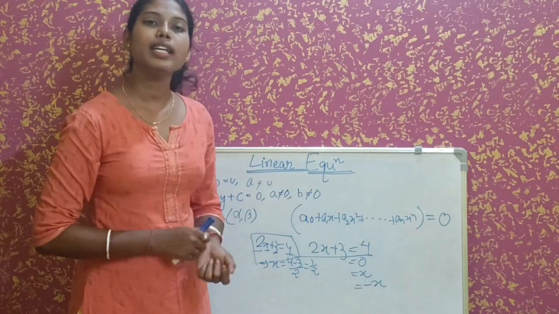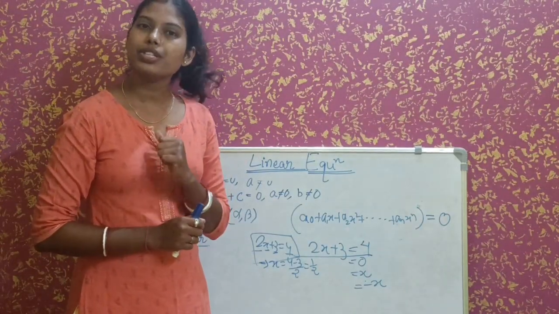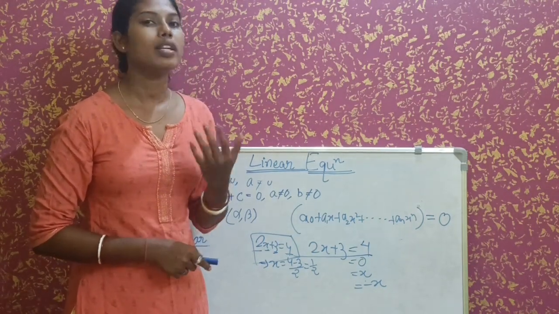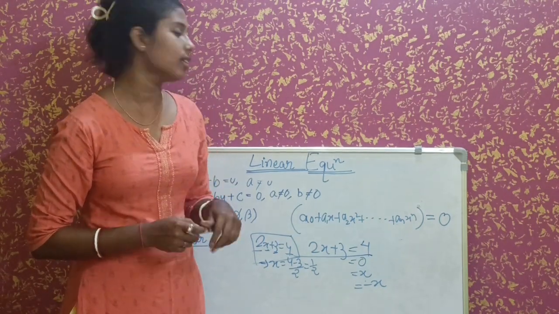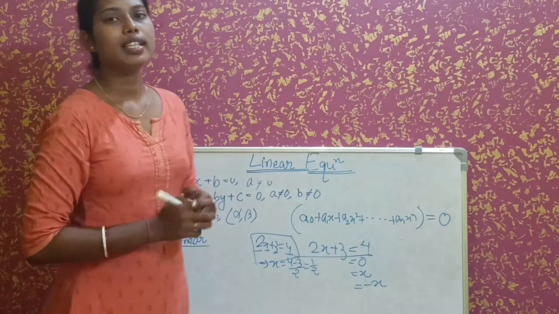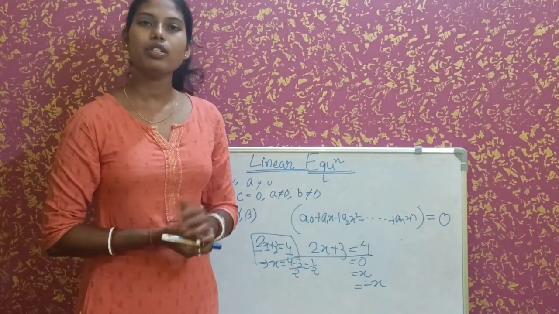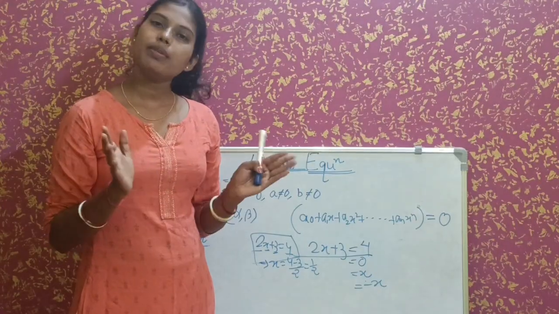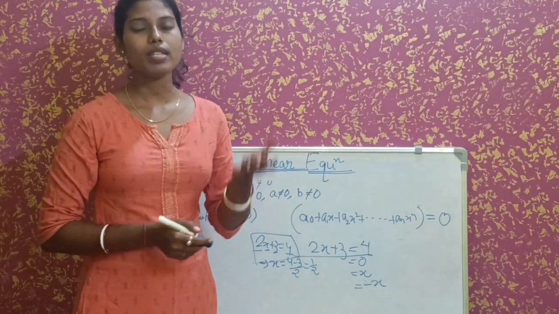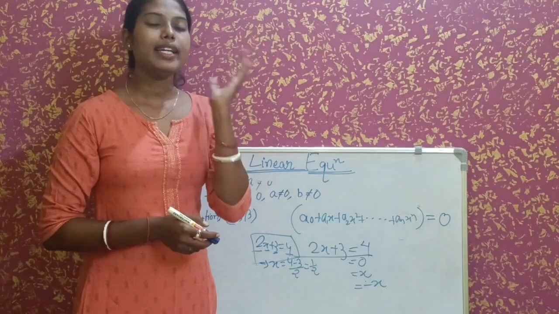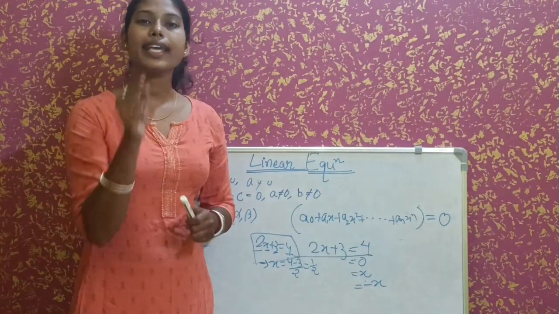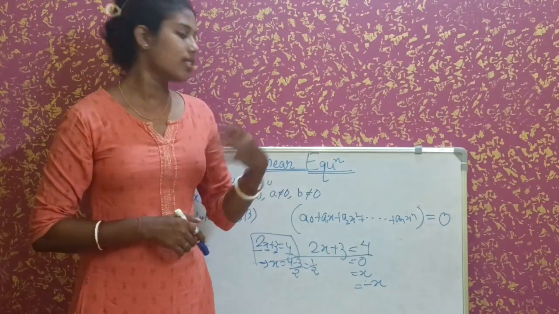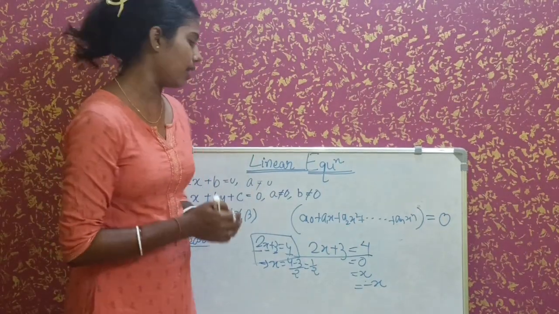Here I have taken a linear equation. Now I am introducing the term linear. Why is it called linear? The term linear is very similar to the term line. Line and linear are very much similar to each other. Why is it called linear? Because the graphical representation of a linear equation is a line.